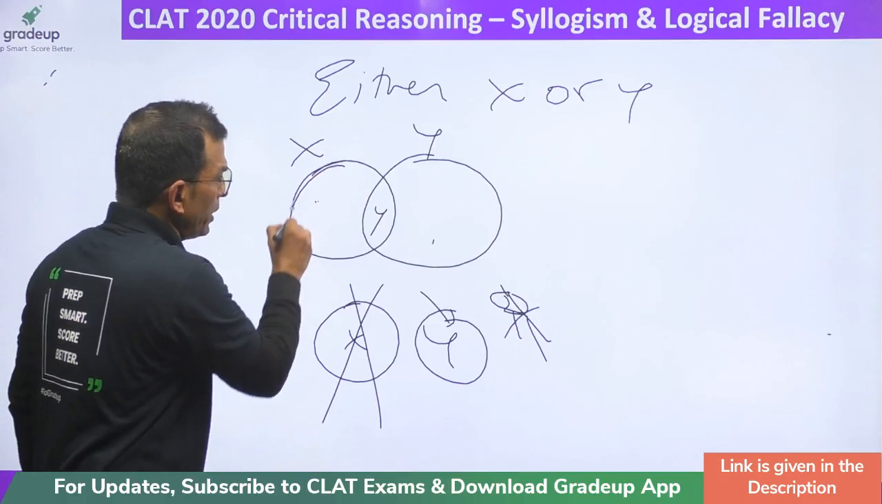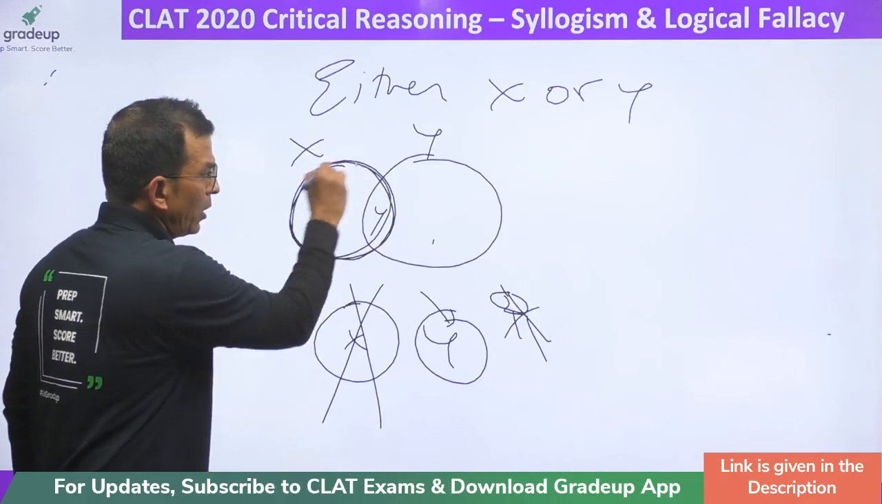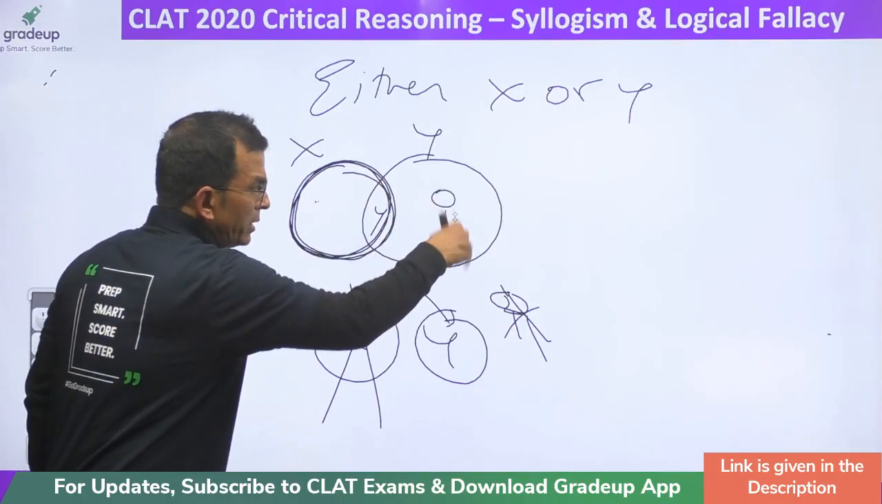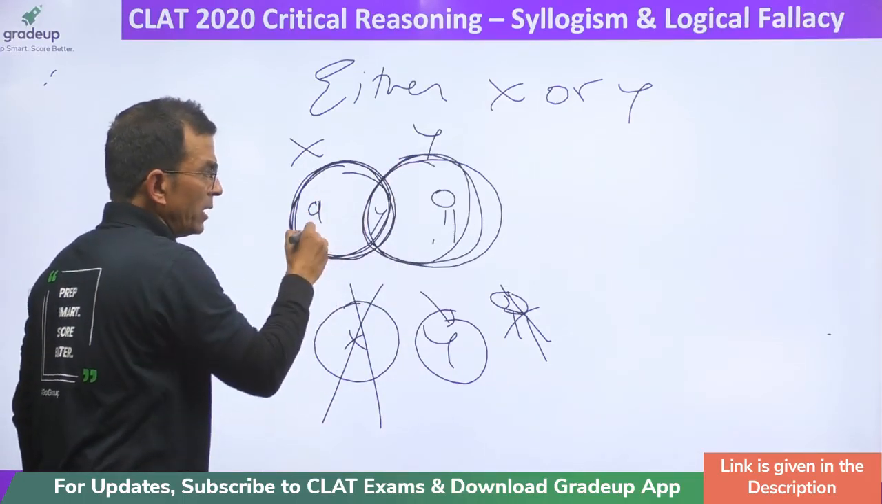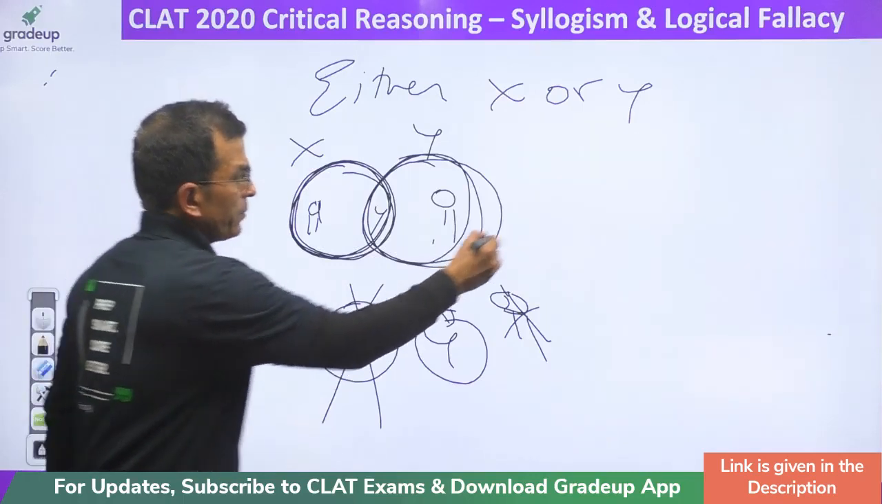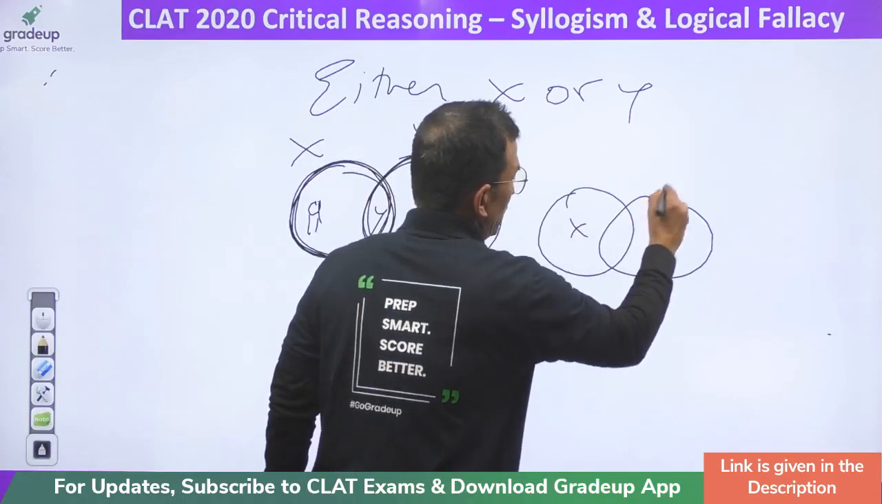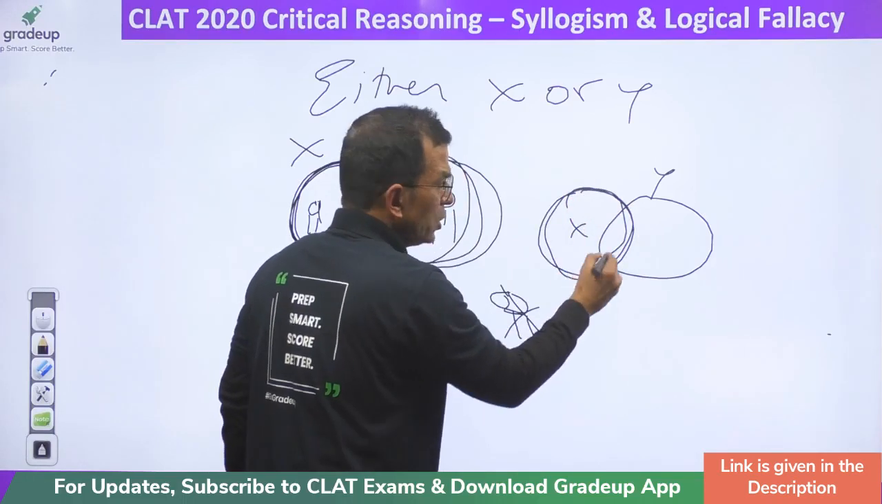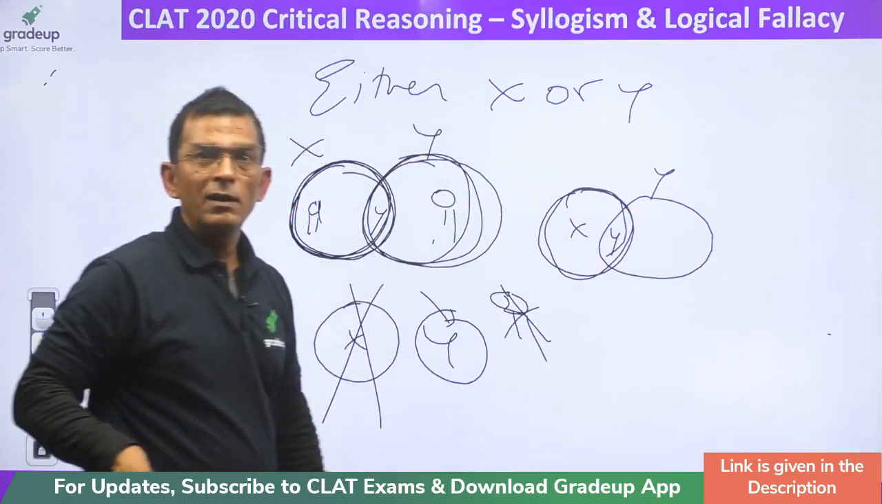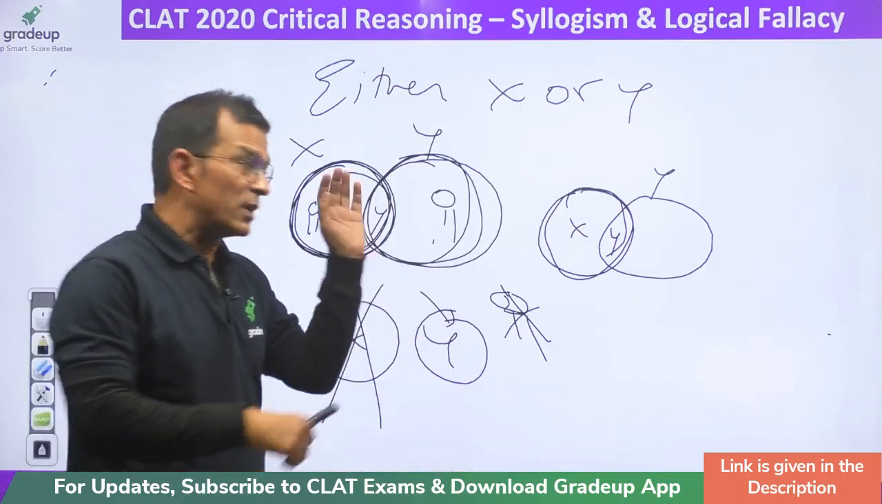See, I am not in X means I cannot be here, which means I must be here. If I am not in Y, then what I am saying is I must be here. But then if you say I am in X, then the problem is you could also be in Y. Okay, so let's look at a statement.